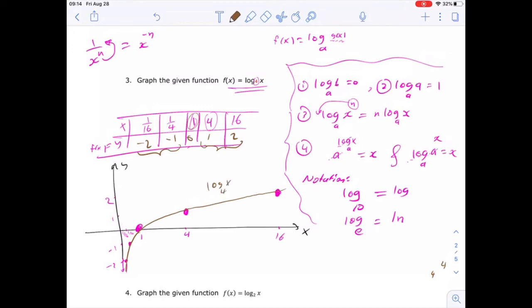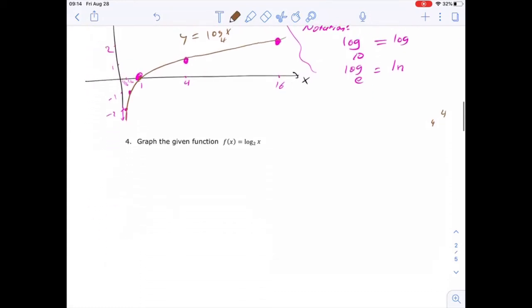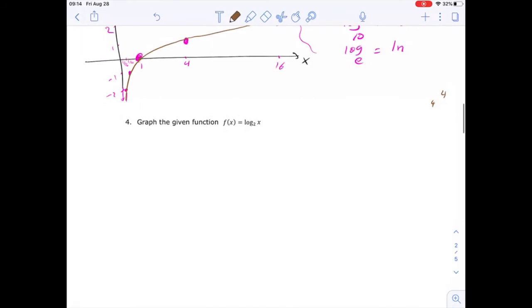So this is the graph of log base 4 of x. As you can see, the graph is increasing because the number a, which is 4, is greater than 1. That means the function f of x is increasing. And one of the properties is that it crosses the x-axis at x equals 1. Now let's do another example.